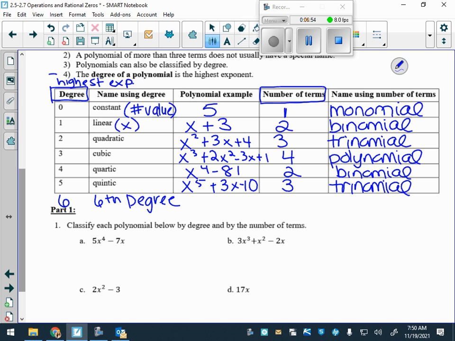These are the key names to remember. Constant, which is just your number value. Linear, which has a degree of 1, so it could be x plus 3. Quadratic is x squared. It could be 2x squared, 3x squared. Cubic is x cubed. Quartic is x to the 4th. Quintic is x to the 5th. These names represent the highest exponent, which is your degree. These names over here are how many terms.